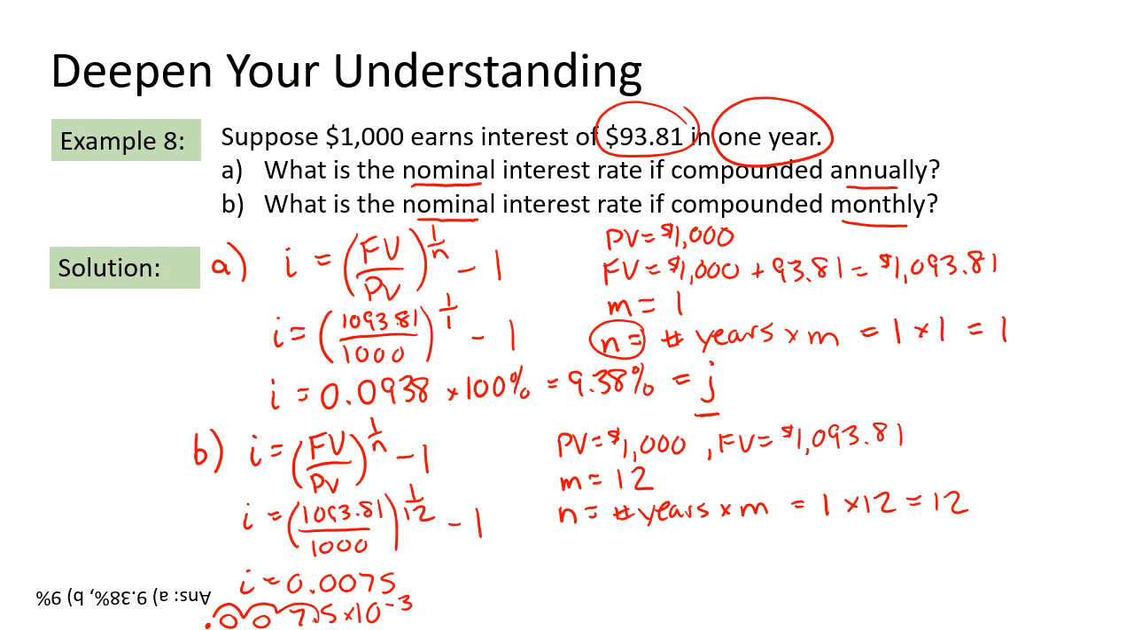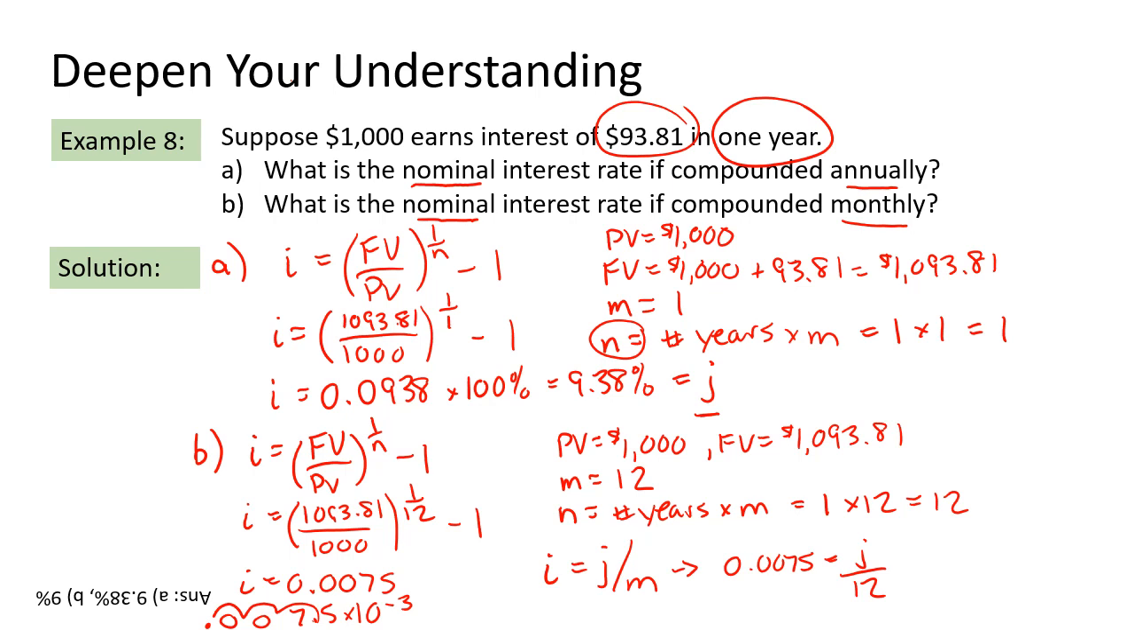Now in this case, we need to convert to a nominal interest rate. It's not annually. It means it's compounded more than once. So this periodic interest rate actually isn't the overall interest rate for the year. So remember, i is equal to j divided by m. Okay, so j is the nominal interest rate. Substituting these values in, we get 0.0075 equals j divided by 12.